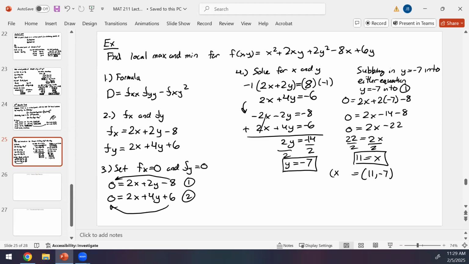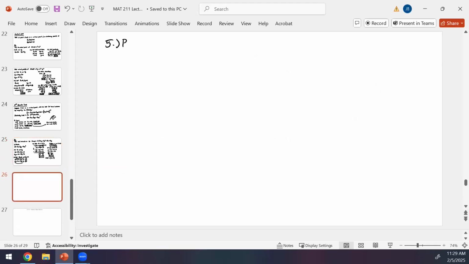I've seen many, many students, because the first thing that they solve for was the y term, they think that's the x term for a brief moment. And you just want to avoid that. So most of the work is that. Most of the work is just finding the critical point. Now we just need to plug into the formula. That's step 5. Step 5 is to plug in.